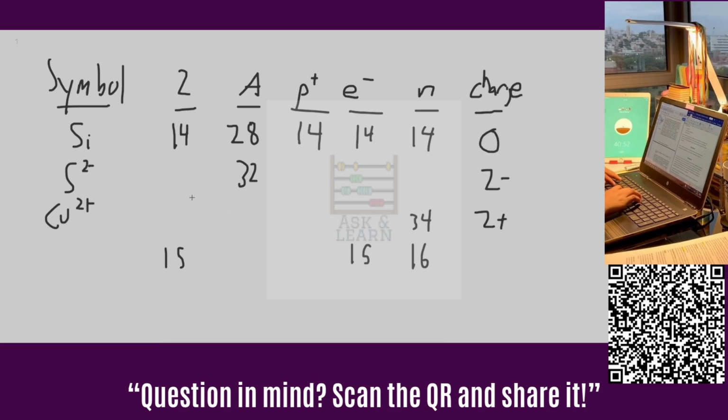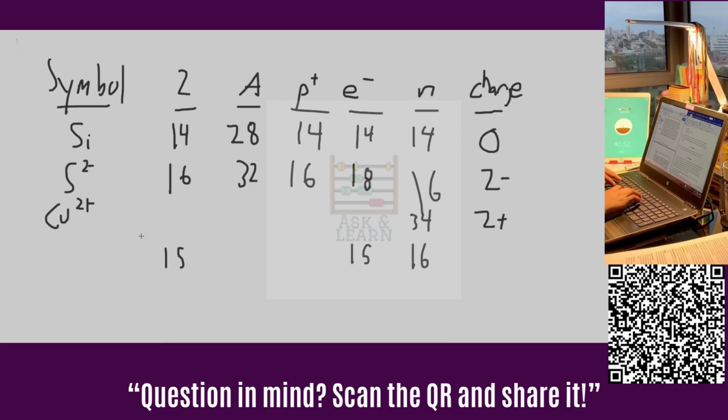Now moving into S2 minus, we can find the Z value from the periodic table, and it's equal to 16. And that's also the number of protons. Now, since it has a 2 minus charge, that means it has 2 more electrons than it does protons, so we know this value is 18. And since our A value is 32 and our Z value is 16, we simply subtract those to find the number of neutrons, which will also be 16.